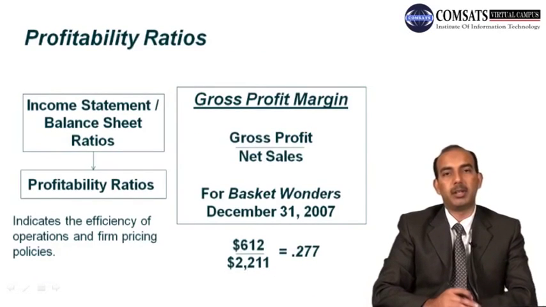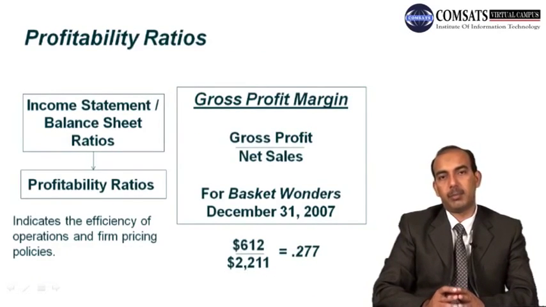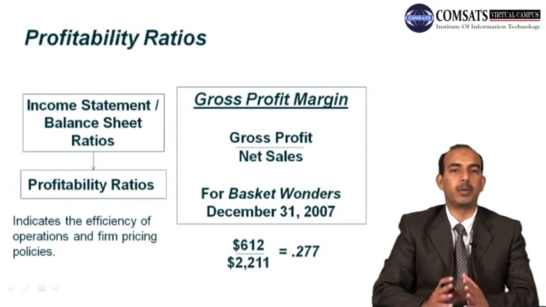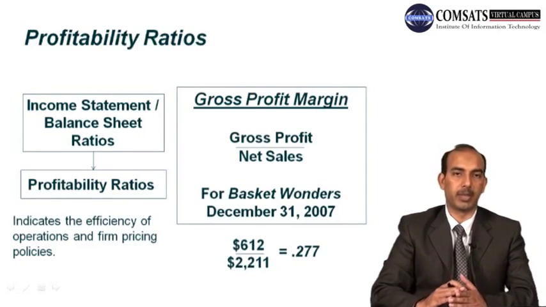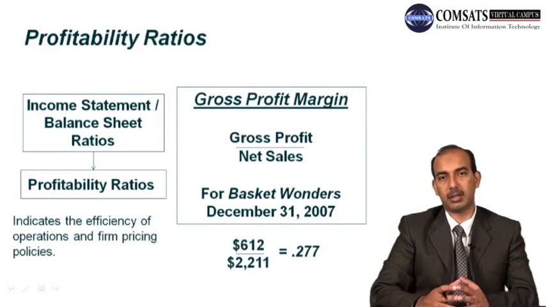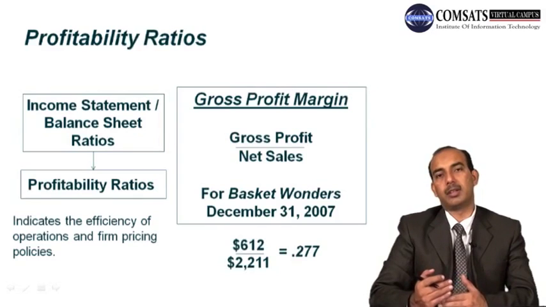Iske baad hum profitability ratios pe aate hain, and again it's kind of a blend of income statement and balance sheet figures. So here you can see first of all gross profit margin. Gross profit margin, as you know, out of total sales, when you deduct cost of goods sold, you get gross profit, and then this gross profit is available for the rest of the expenses. Rest of the expenses mein aapke administrative expenses aa sakte hain, aapke selling expenses aa sakte hain, and then you get your earnings before interest and tax.